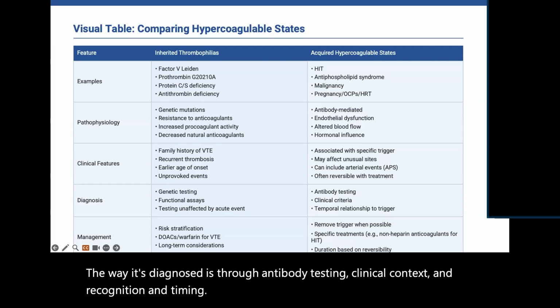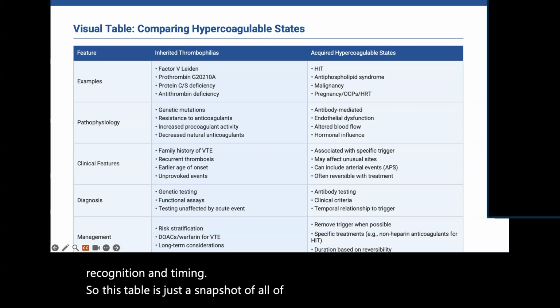So this table is just a snapshot of all of them to give you an idea to refer to.